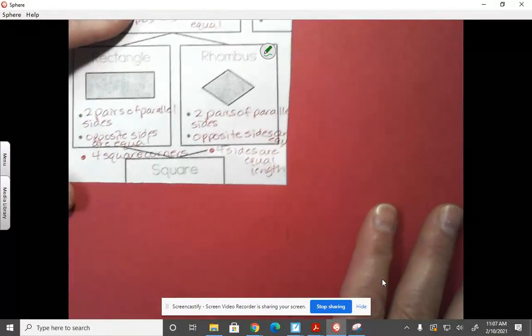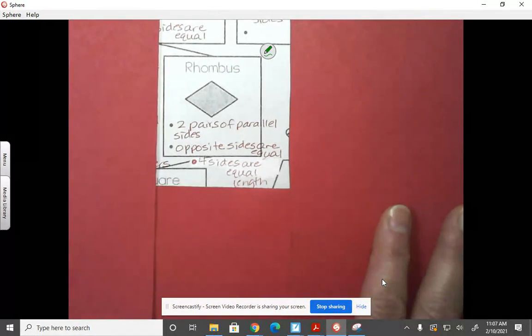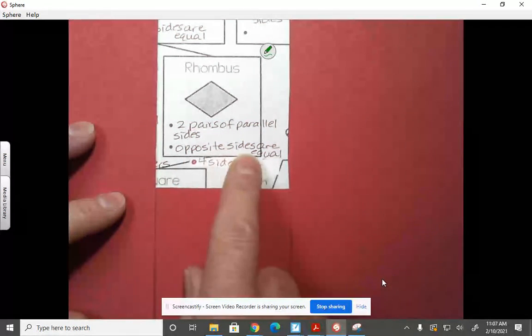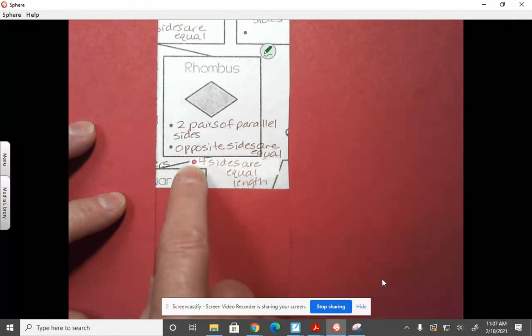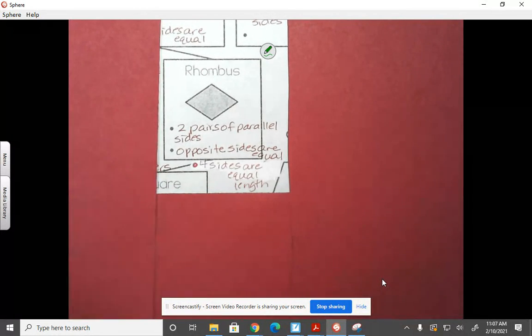A rhombus, back to your chart. You'll need to add a third bullet on this one as well. 2 pairs of parallel sides, opposite sides are equal in length, and then the third bullet should say 4 sides are equal in length. All sides are equal.